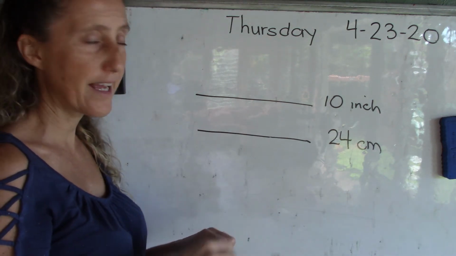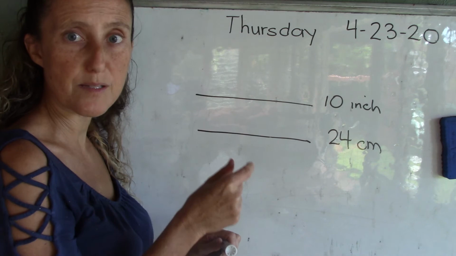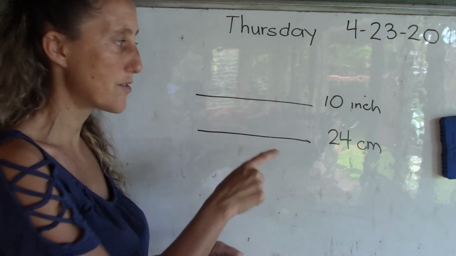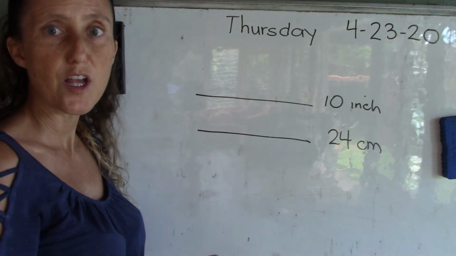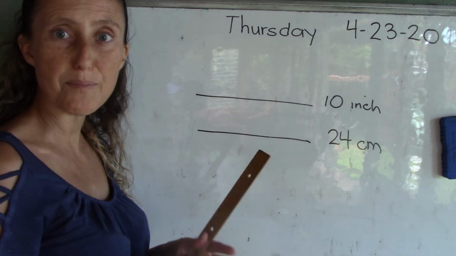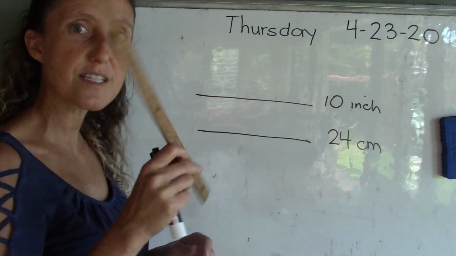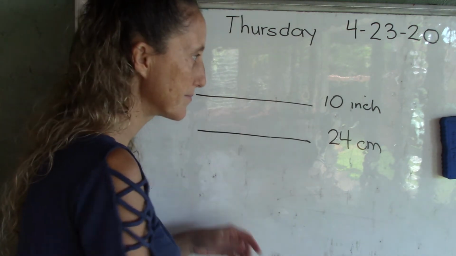So inches are bigger, right? They're wider parts, so then it's going to be a smaller number, where centimeters are smaller, so that's what gives us a bigger number. So you're going to measure the line on your paper using your ruler, both the inches and the centimeter side.